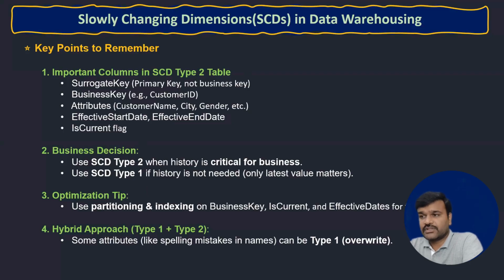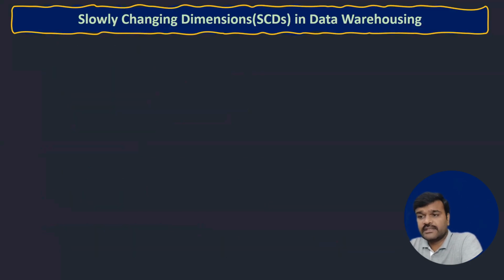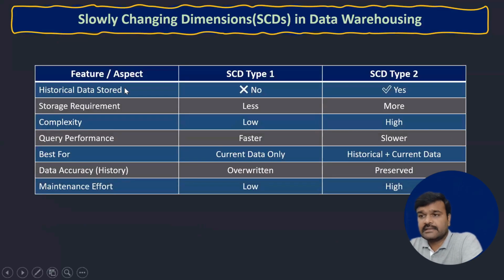Okay, so with this you can compare SCD type 1 and type 2. These are all the things we just touched on in different places: whether you are maintaining historical data or not, storage requirement more or less, complexity of the code, and query performance, because it is straightforward, it is faster, whereas the other one needs more conditions applied.